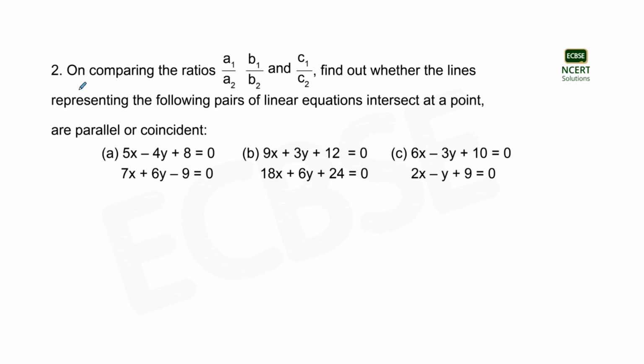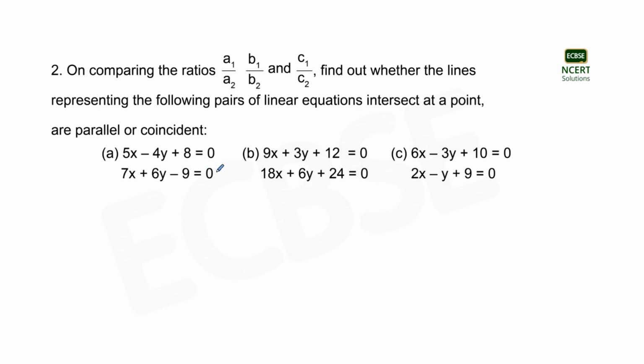Hello students, so here we are with question 2 of exercise 3.2 of the chapter Pair of Linear Equations in Two Variables. The question is on comparing the ratios a1 by a2, b1 by b2 and c1 by c2, to find out whether the lines representing the following pair of linear equations intersect at a point, or are parallel, or coincident. The pairs of linear equations are provided in parts A, B and C.